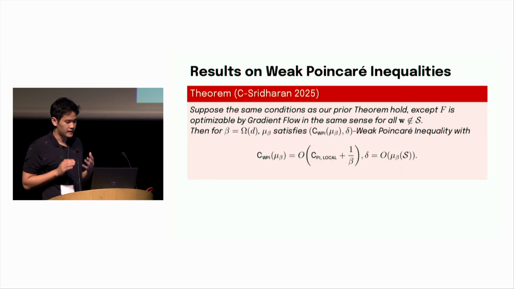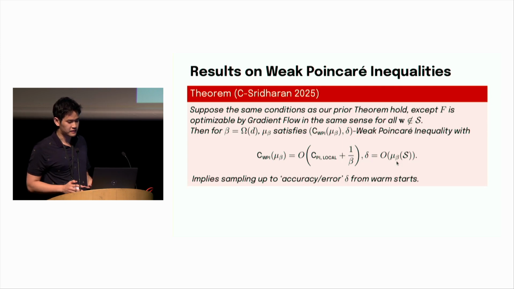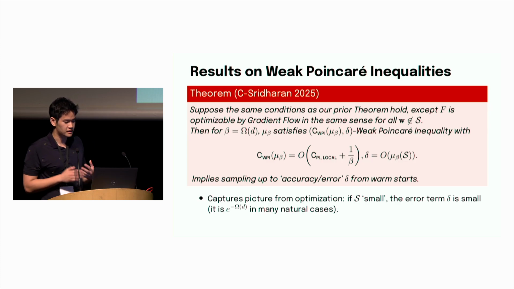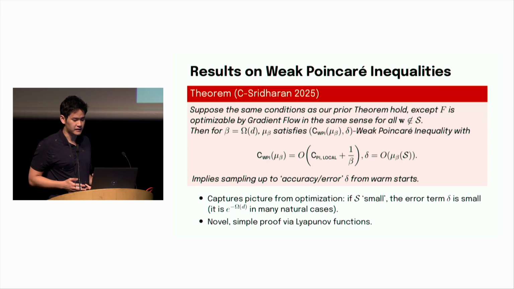Then again, for inverse temperature beta linear in d, mu beta satisfies a weak Poincare inequality with a so-called weak Poincare constant comparable to what we established earlier, and the error term in the weak Poincare inequality corresponds to the size of the bad set S under mu beta. This implies sampling up to accuracy or error delta from warm starts. Interestingly, and as we would like, it captures the picture from optimization, because if S here is small, then the error term delta is small. We can show it's exponentially small in many natural cases, and therefore we obtain sampling up to that small error.